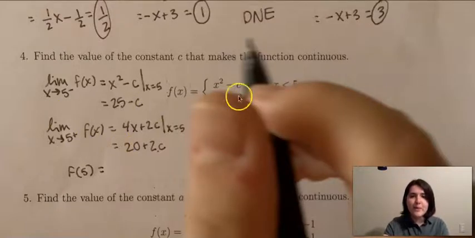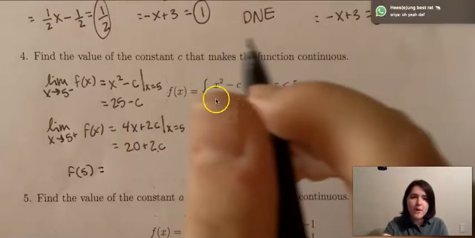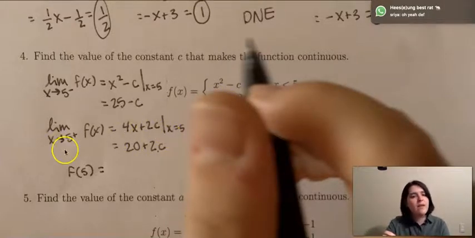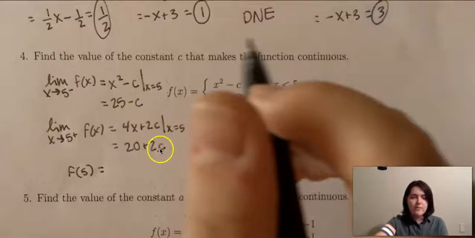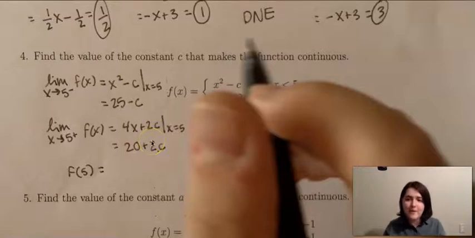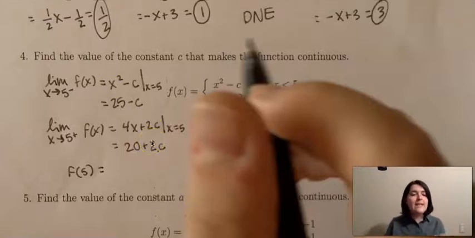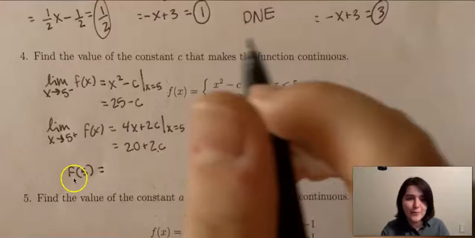For the right side, we plug in the greater than part of the piecewise function. We put it here, 4x plus 2c, and then we plug in our split point, 5. That gives 20 plus 2c. Cool. So now we have these two parts, and if we remember from the beginning, we need the left side to be equal to the right side.